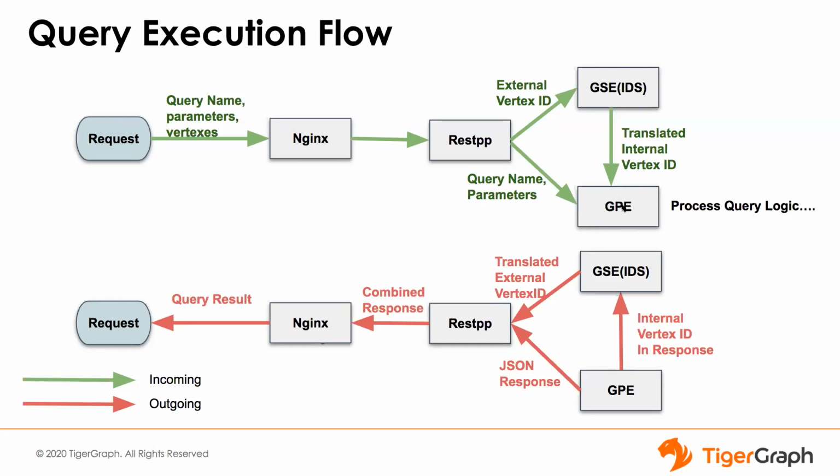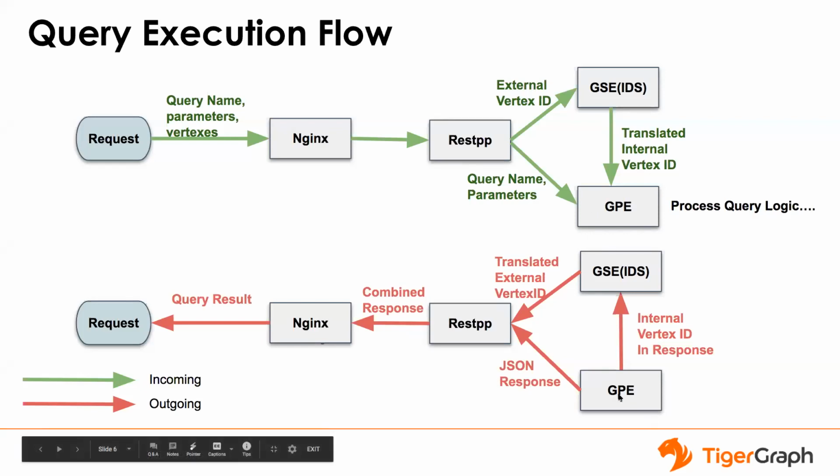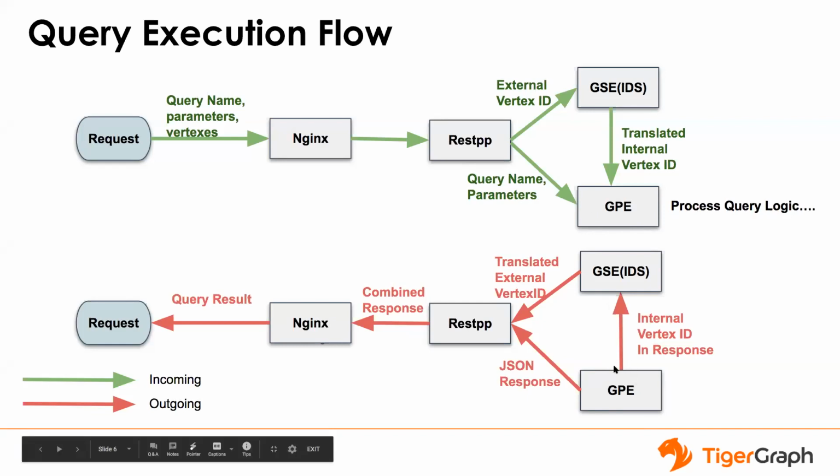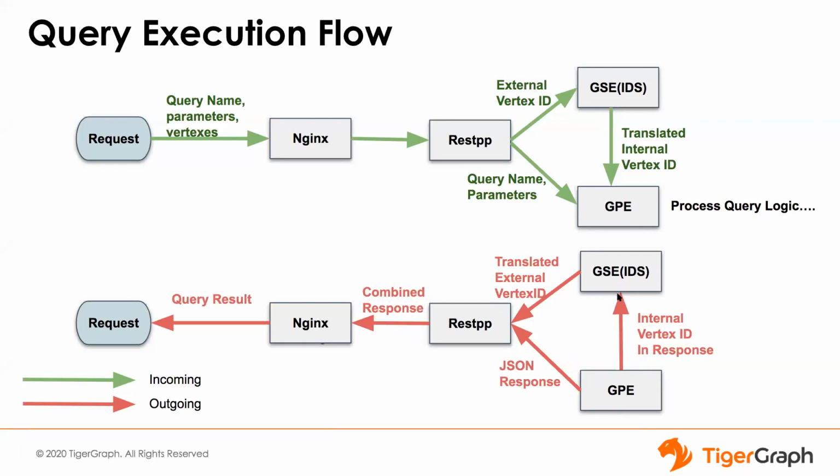Once it has everything, it will do the MPP process, massive parallel processing, do graph traversal, and compose the result. Once the result is composed, it's still in internal format, right? Because GPE doesn't have any external ID information. Then GPE will send the IDs in the internal format to GSE, and GSE will translate them into the external format, right? Those are the IDs so that we can read the username, email address, and so on and so forth, right?